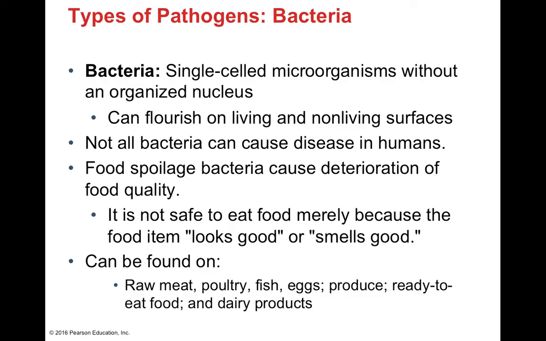We can also have a bacterial infection. So bacteria are another type of pathogen. Bacteria are prokaryotic organisms. That means they're single-celled microorganisms. They do not have a nucleus, but they reproduce extraordinarily quickly, on the order of doubling times about every 2 hours. They can flourish on living and non-living surfaces.